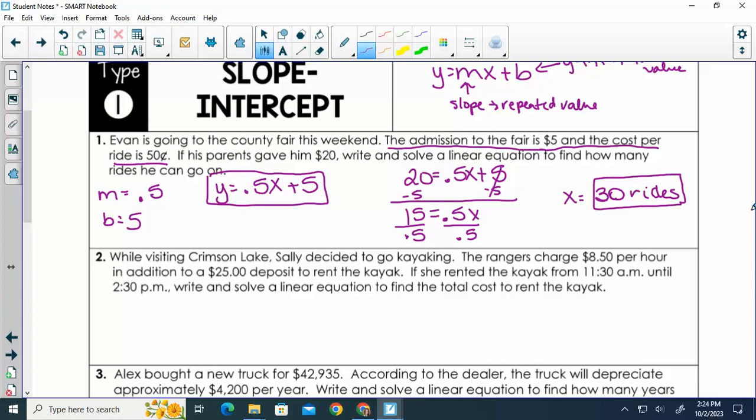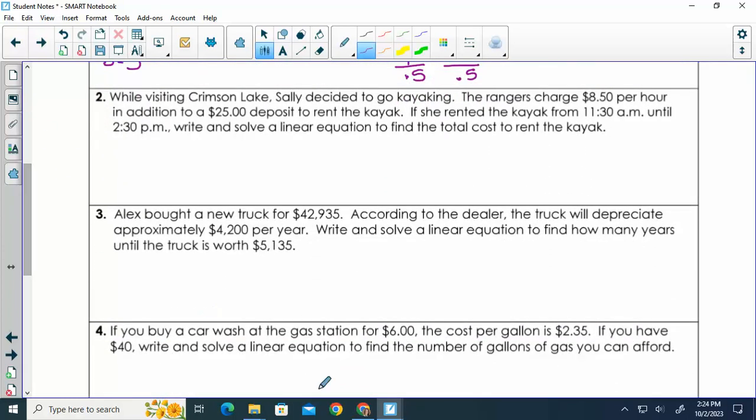Let's look at another one. While visiting Crimson Lake, Sally decided to go kayaking. The rangers charged $8.50 per hour in addition to a $25 deposit to rent the kayak. So let's just stop right there. This is what we need to write the equation. We need to know M and B.